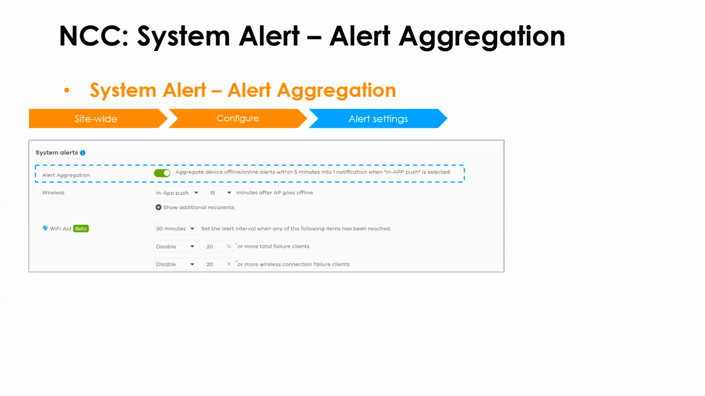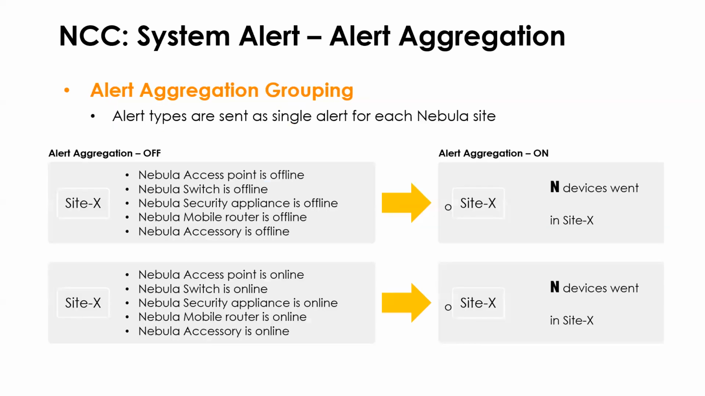So we've now given you the ability to aggregate those alerts. You simply go to site-wide management, configure, and go to alert settings. And it's just a toggle to turn on alert aggregation. So that way it will aggregate the alerts. Basically, everything that goes offline within a certain 5-minute window will get one notification instead of one notification for every device. So it's definitely something you probably want.